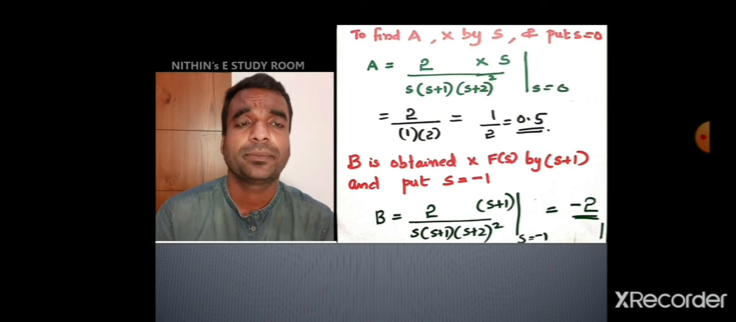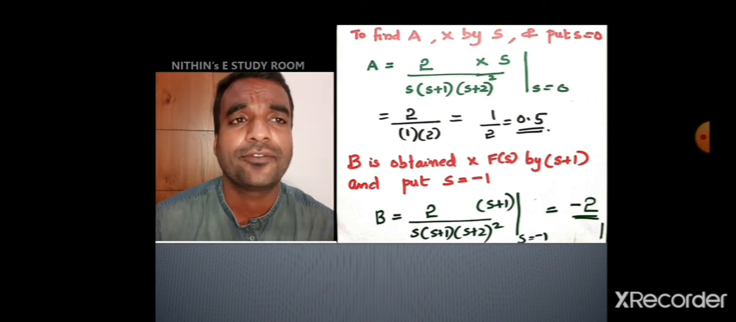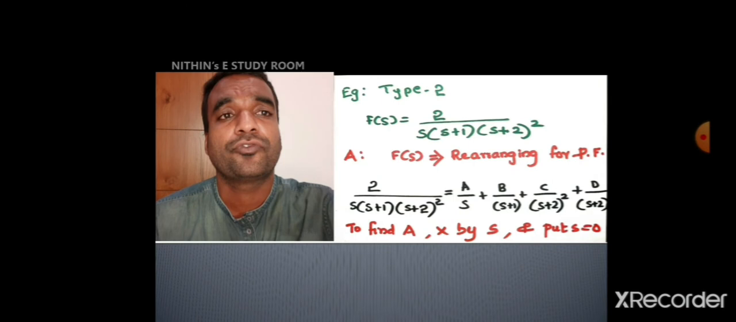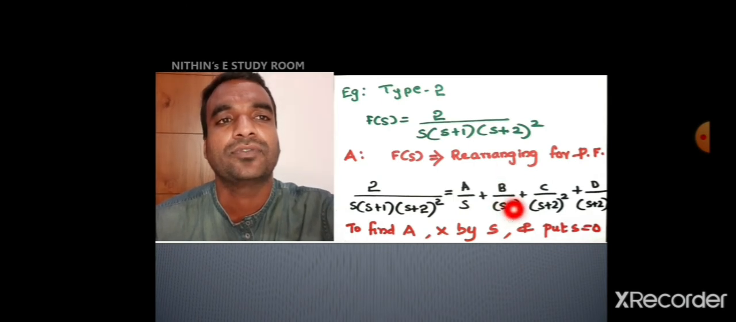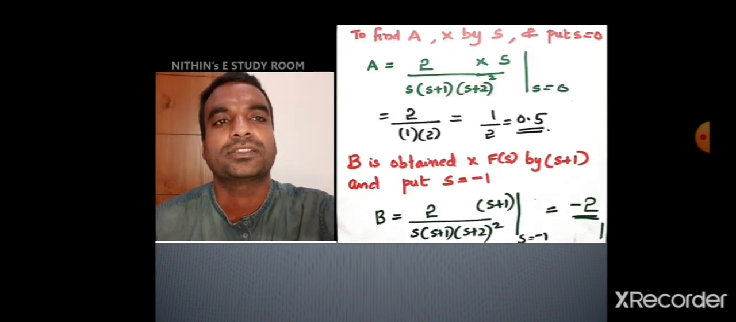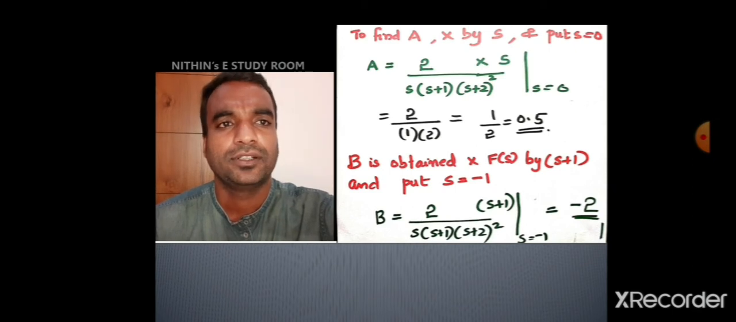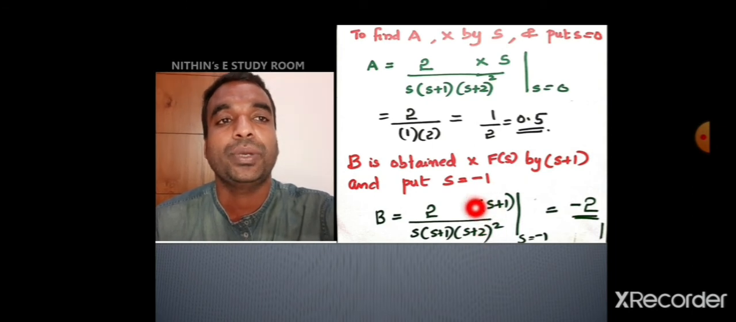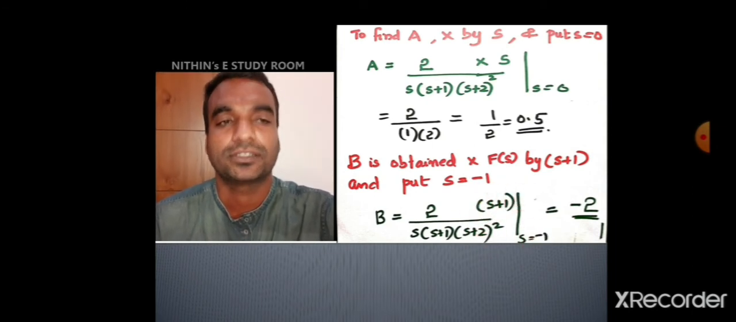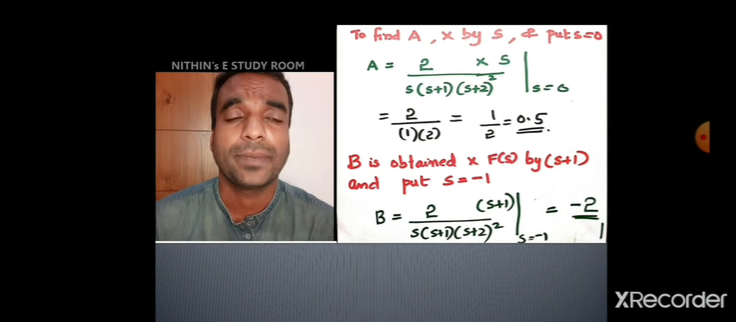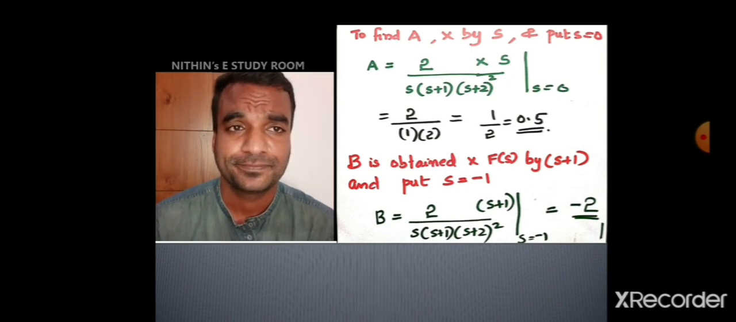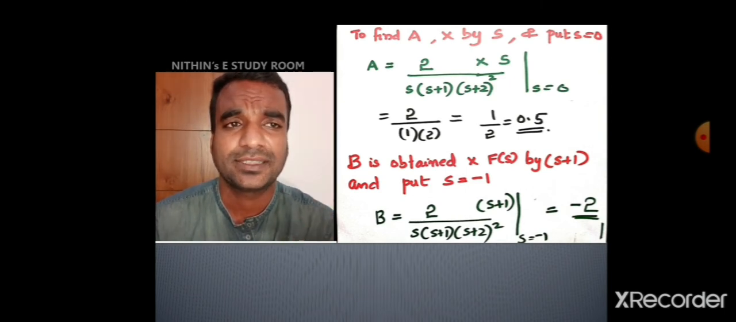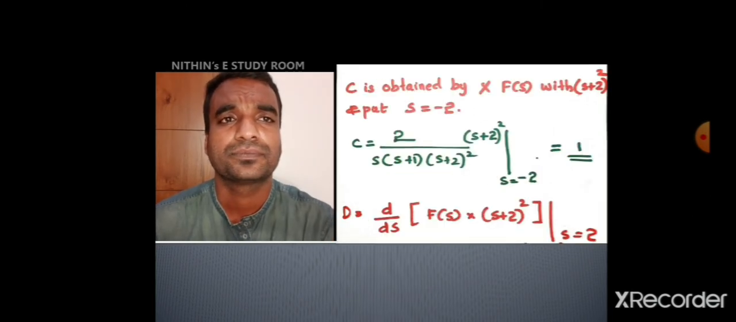And b is obtained by the same method: multiply f of s with the denominator of b. The denominator of b was s plus 1, so put s is equal to minus 1. So b is equal to 2 by s into s plus 1 into s plus 2 square into s plus 1, and put s is equal to minus 1. Please solve that, you will get minus 2. Wherever s is appearing, please put s is equal to minus 1. So you will get minus 2.